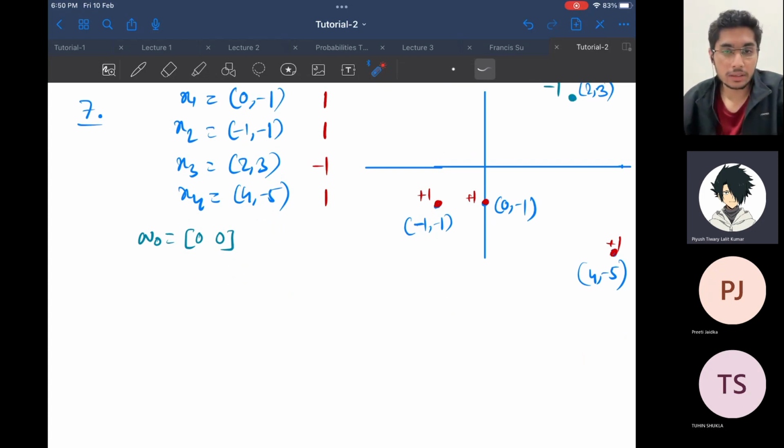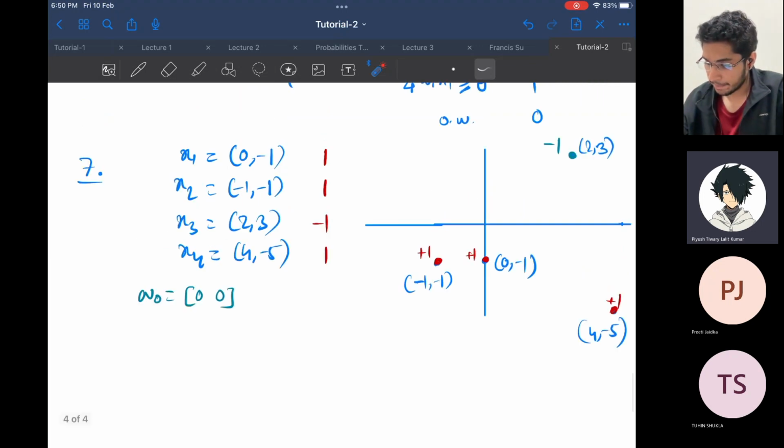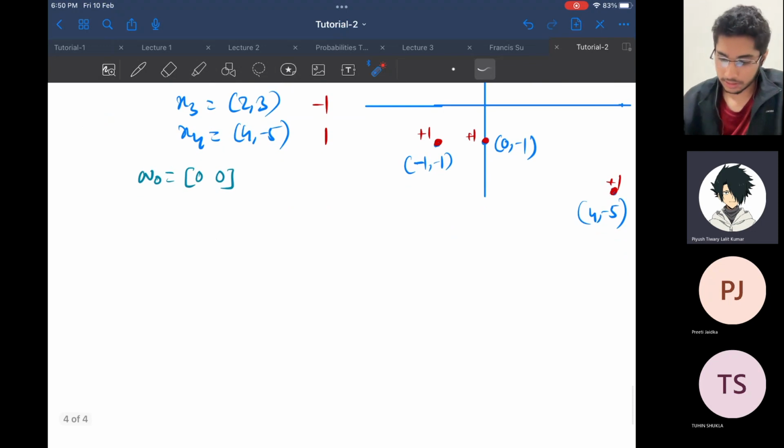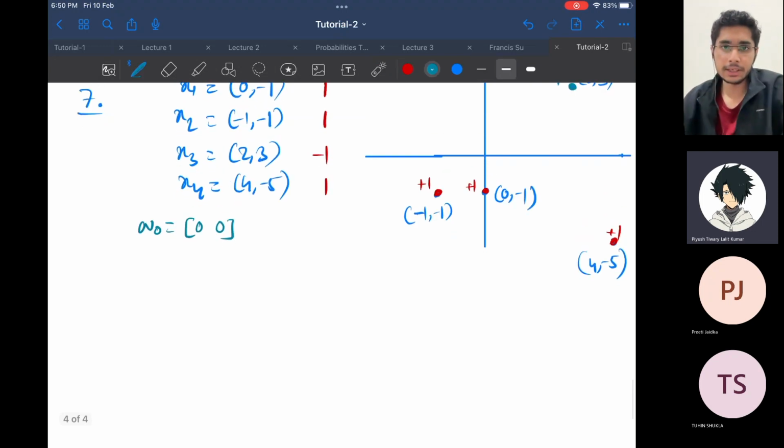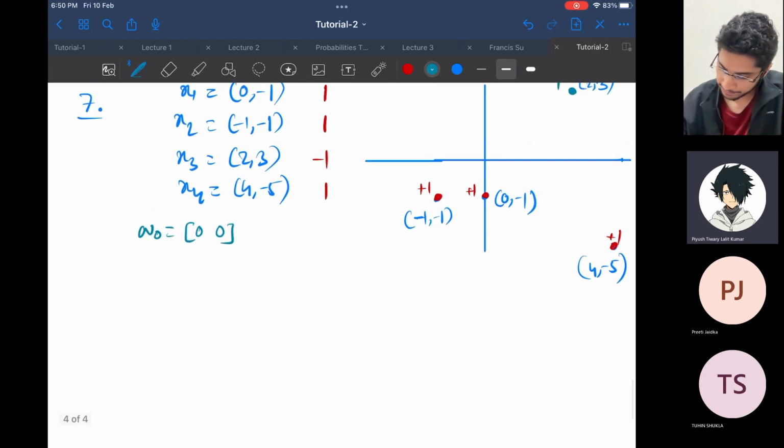So let us start running our perceptron algorithm. Okay. If there is any question, you can just unmute yourself and tell me that you haven't understood something, or you have some issues. Nonetheless, let's start the perceptron algorithm. It is written that you have to take your points in sequential order from x1 to x4. So let us take x1 first.